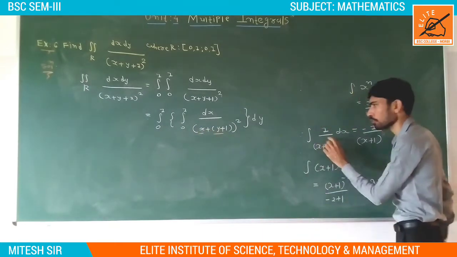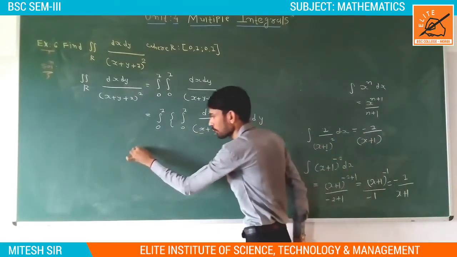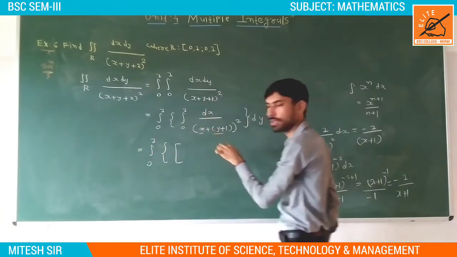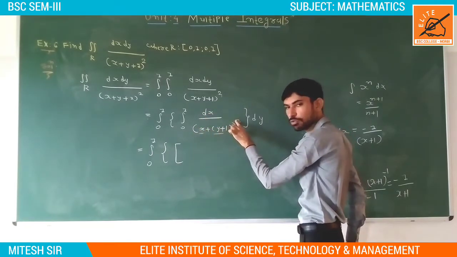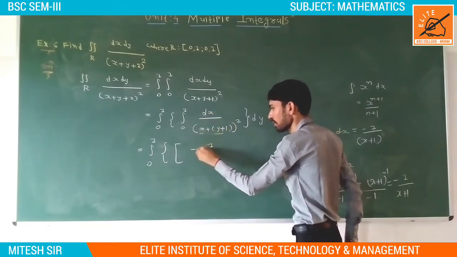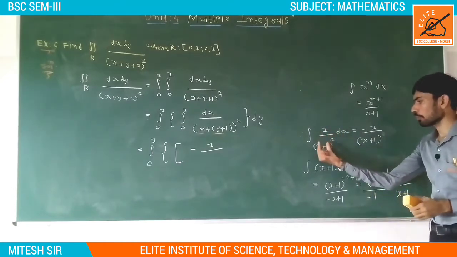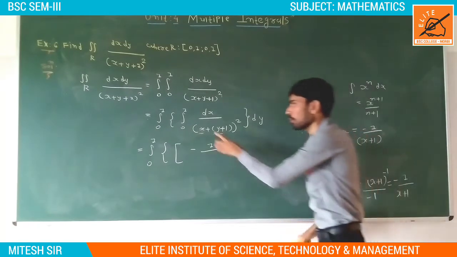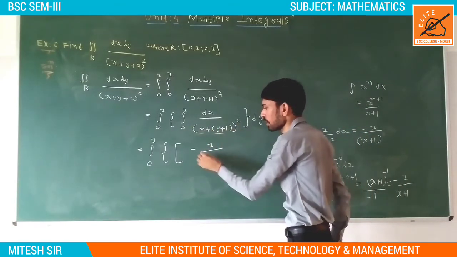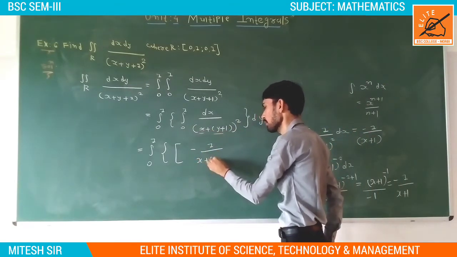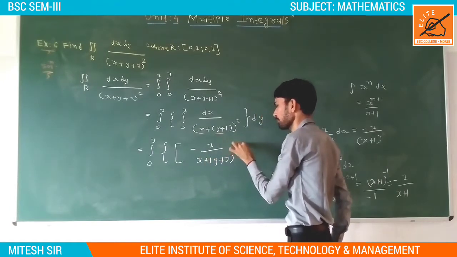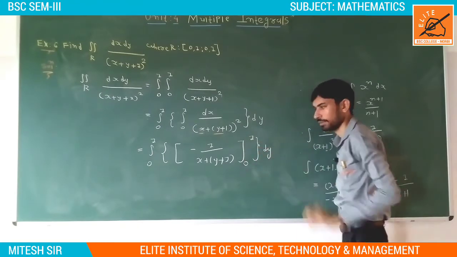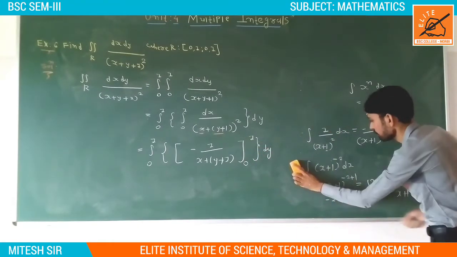So here we apply this formula in our example. So integration 0 to 1. Integration of this, 1 upon (x plus y plus 1) whole square, is nothing but minus, if it is 1 upon (x plus 1) whole square then the integration will be minus 1 upon x plus 1. So 1 upon (x plus y plus 1) whole square integration is minus 1 upon x plus y plus 1, and the limit is 0 to 1 dy. Now we just substitute the limit.